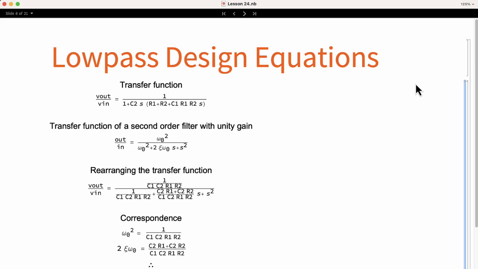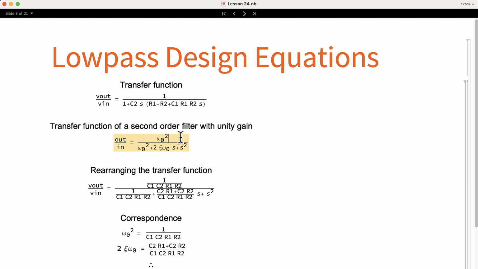Now let's see how we can obtain the values of the components for the Sallen key filter so we can create an actual low-pass filter that follows a given specification. First, we can see the transfer function we obtained in the last slide. Below, we have the transfer function of a second-order filter with unity gain. As I mentioned before, the second-order systems have been widely studied. That transfer function is how a generic low-pass filter is represented. As next step, we will try to match the terms of the Sallen key filter with the generic low-pass filter.